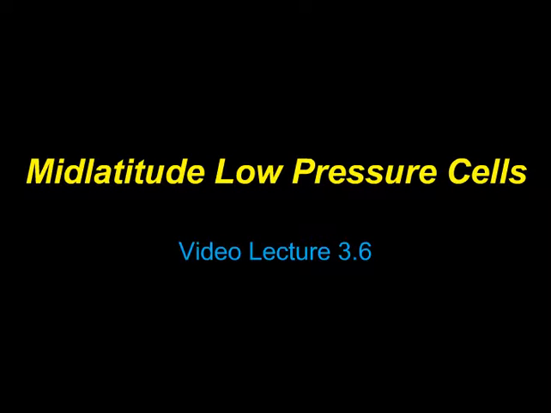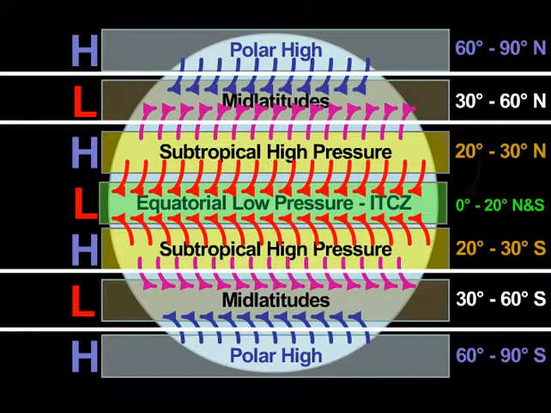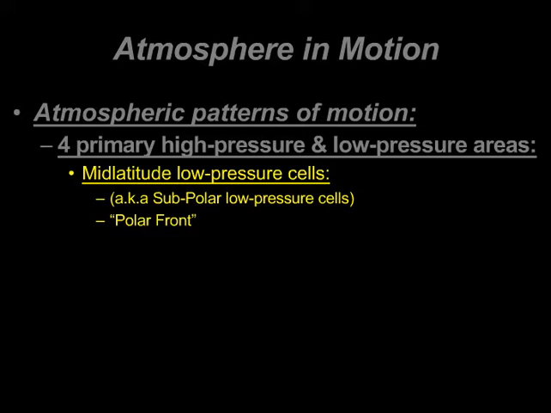Video lecture 3.6, mid-latitude low-pressure cells. Now we're in the mid-latitudes where Indiana is, where we have once again convergence. And so we can see that in both of these white boxes, the purple arrows are converging, going head-on collision with the blue arrows. The mid-latitude low-pressure cells are also known as the subpolar low-pressure cell zone area.